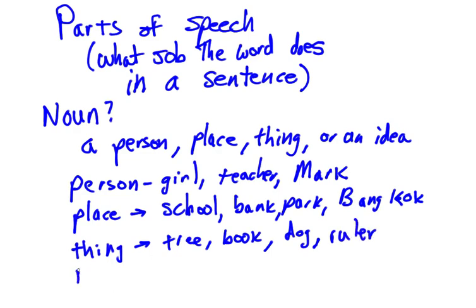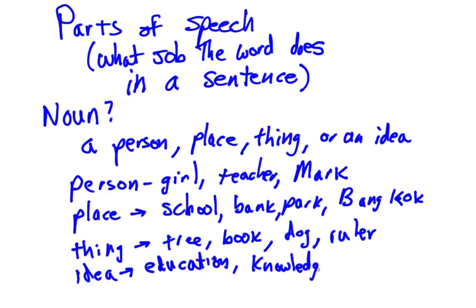Now, an idea. This is the one people often forget, and it's probably the hardest to understand. So ideas are something we cannot touch and usually cannot be seen. So these would be things like education, knowledge, democracy. These are ideas. Okay, so that's it for nouns. Let's go on to verbs.